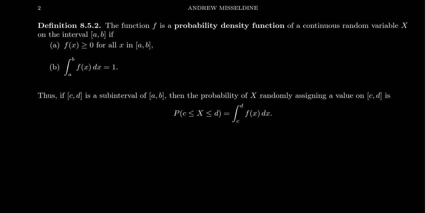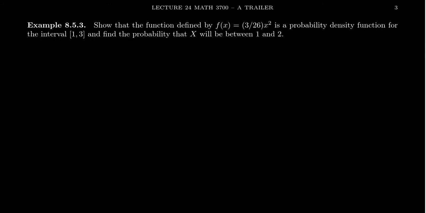With a probability density function in hand, we define the probability of a continuous random variable in the following way. The probability that x will be assigned randomly between the numbers c and d will equal the integral from c to d of f of x dx. So let's put this to a very quick example.